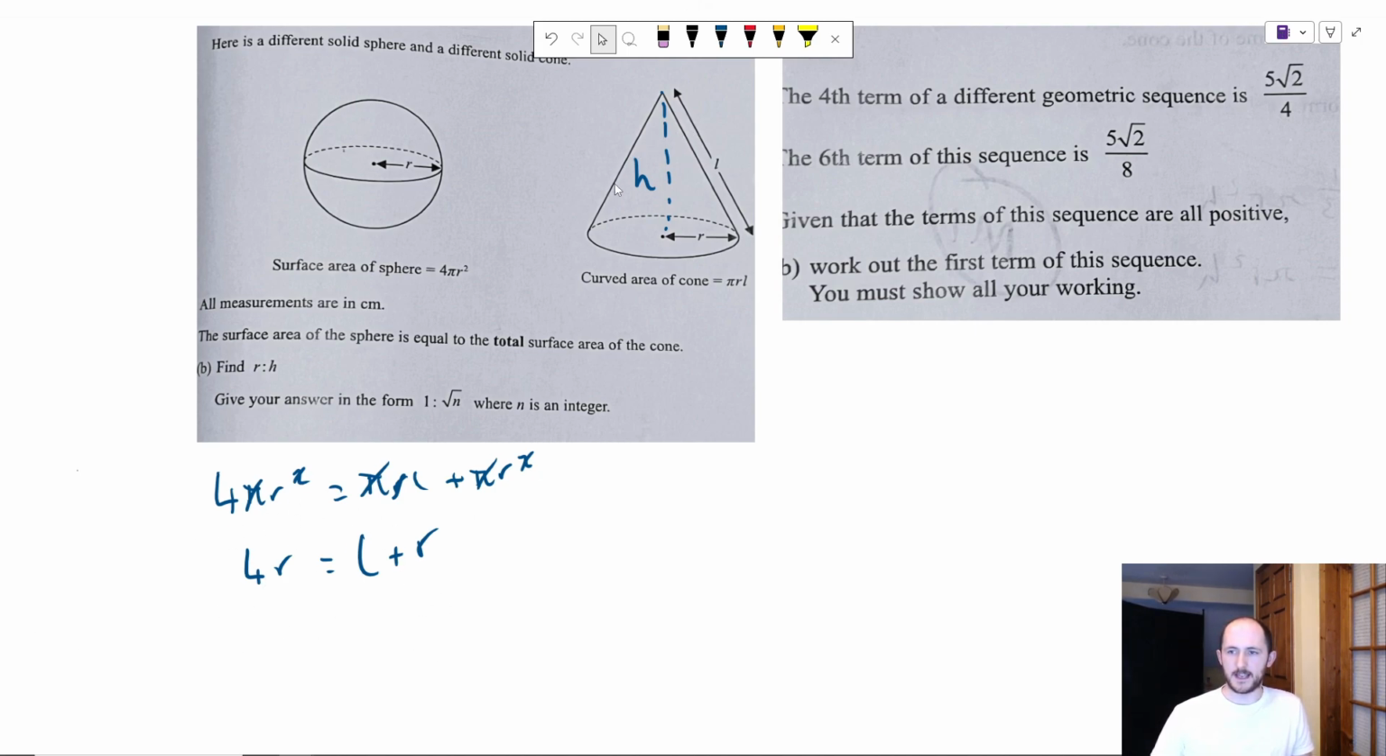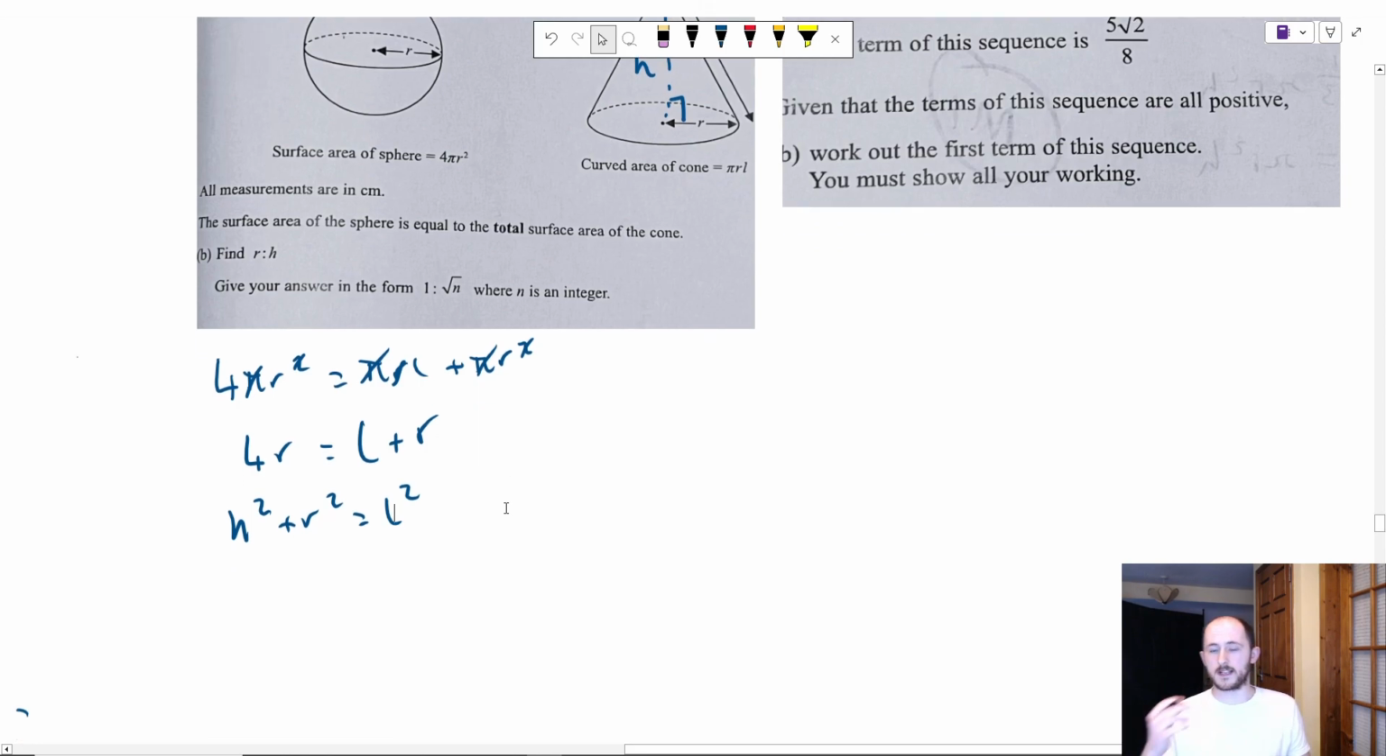Now, if I look at this, to work out an equation for h, right? It's a right angled triangle, right? So h squared plus r squared equals L squared. Okay? So, ooh, I've just had an idea. From this, by the way, we have 3r equals L, right?